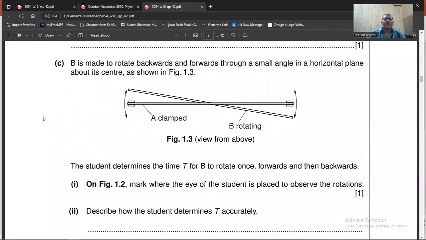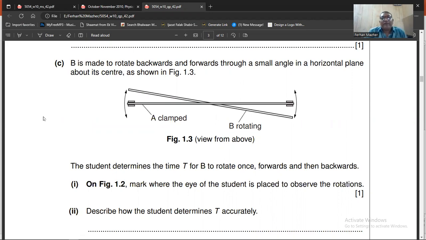It's part C. B is made to rotate backwards and forwards through a small angle in a horizontal plane about its center, as shown in figure 1.3. This is the view from above. So this is the meter rule A, and this is the meter rule B. The meter rule B will swing like this. They have taken the top view.